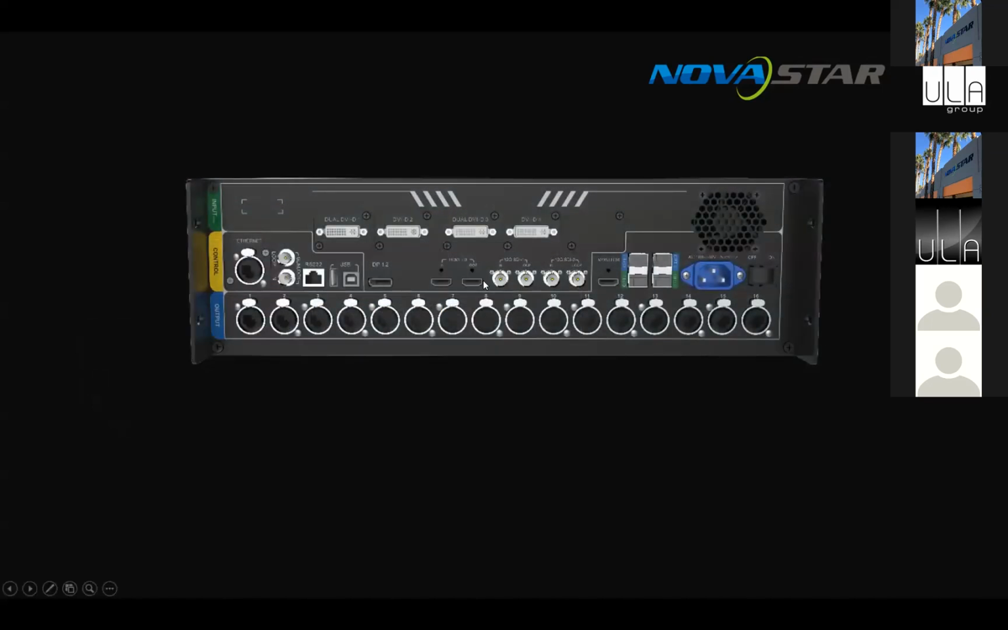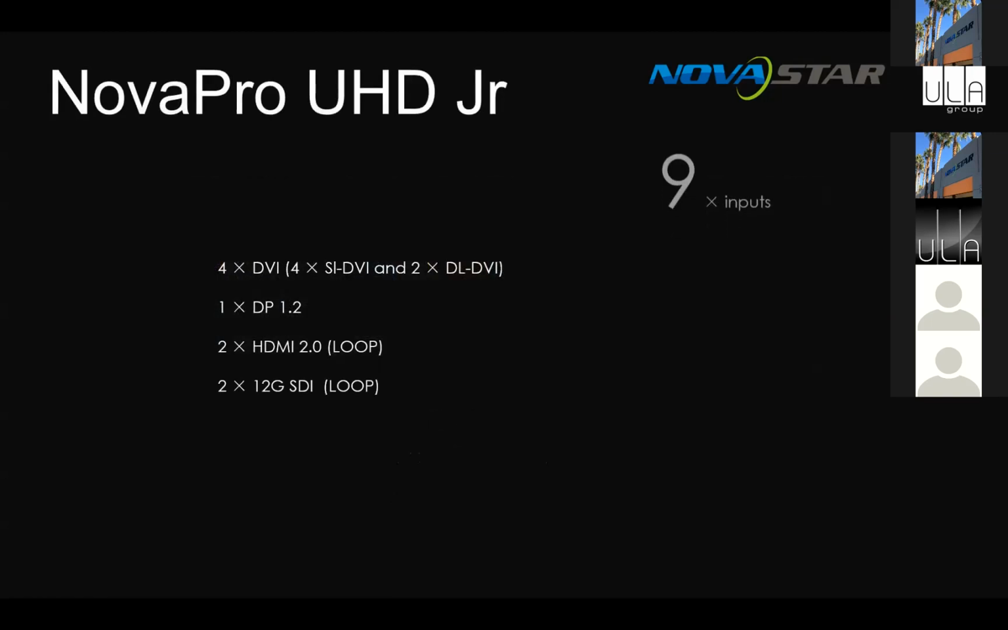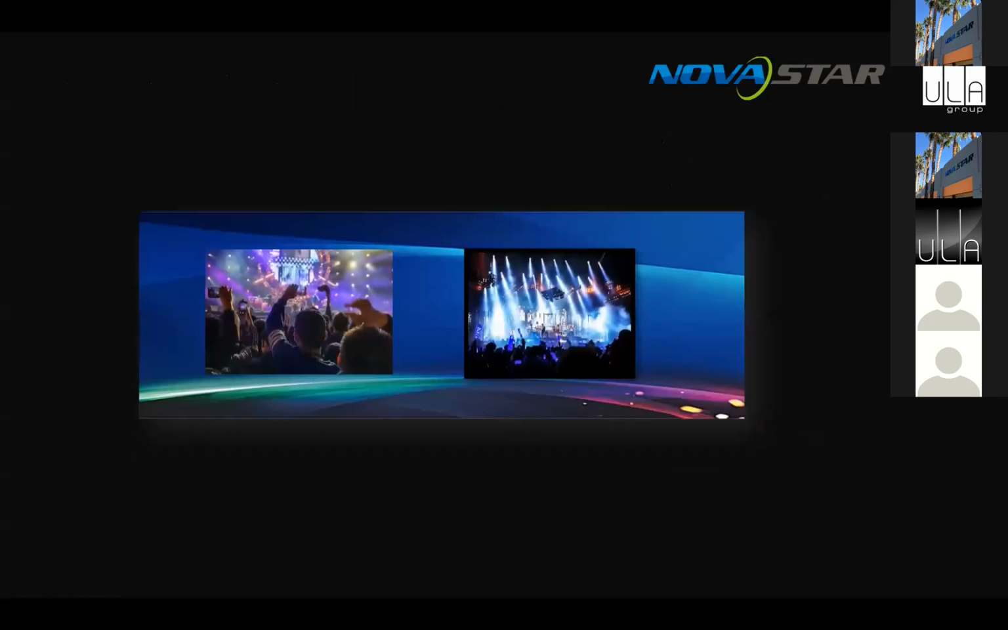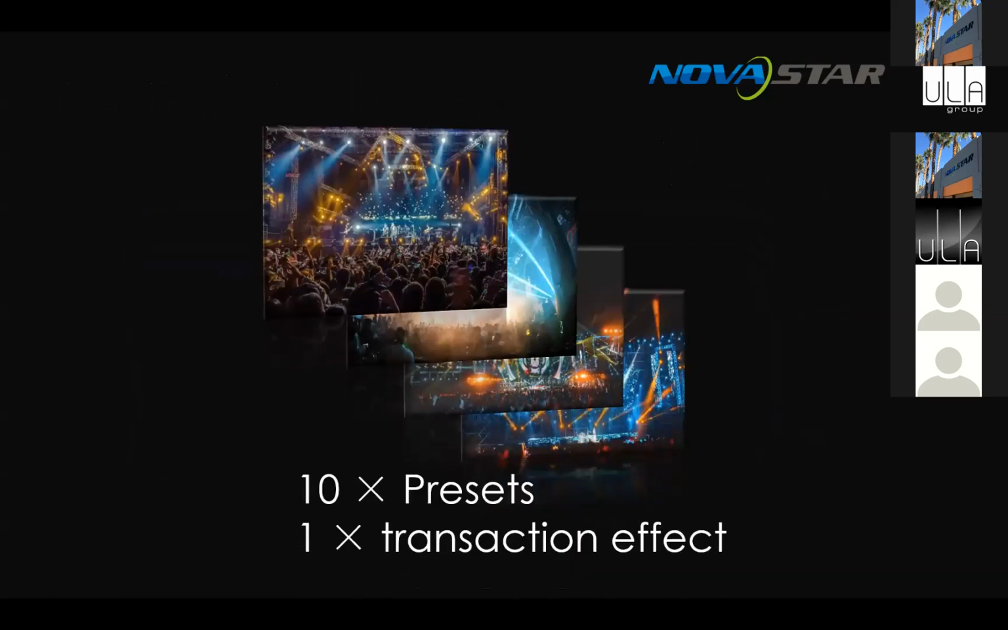As you can see from the back, this is the standard build, comes with DVI and a dual link DVI at the top, so it gives you that extra width if you need it, as well as 12G SDI and all the other loading. So there's plenty of options with this particular unit, and it'll support 4K. So 9 inputs, five ways of getting 4K into it, and 3 layers. It's a very powerful unit, but recommended for the install market more so than the live market.